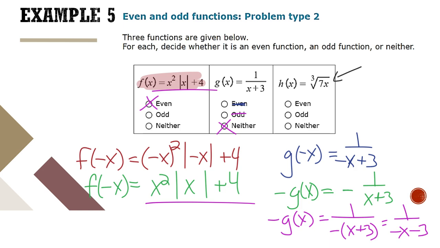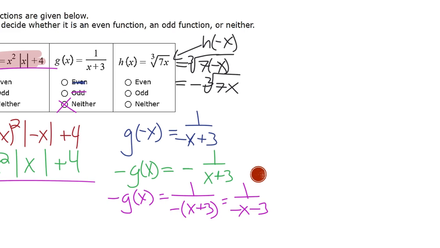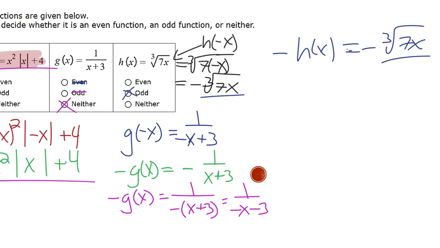The last one here is if we do h of negative x, we plug that in, we get the third root of 7 times negative x, which the nice thing is if it's a third root, fifth root, whatever, you can actually pull out the negative, and we get negative third root of 7x. Now, let me give myself some more room over here. And then if we do that same thing, the opposite of h of x is actually just equal to the opposite of the third root of 7x, where therefore it is odd because those are identical.